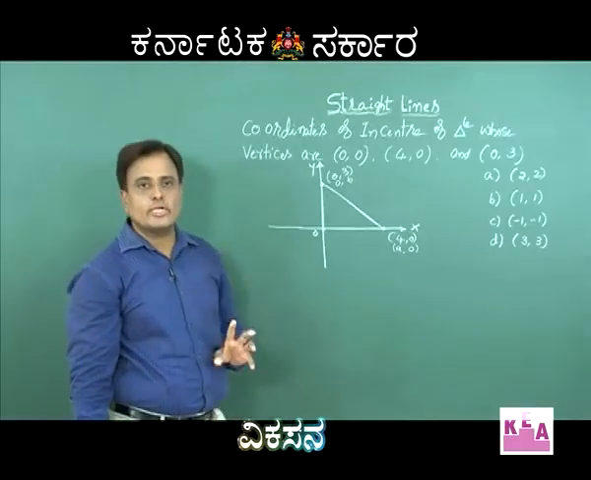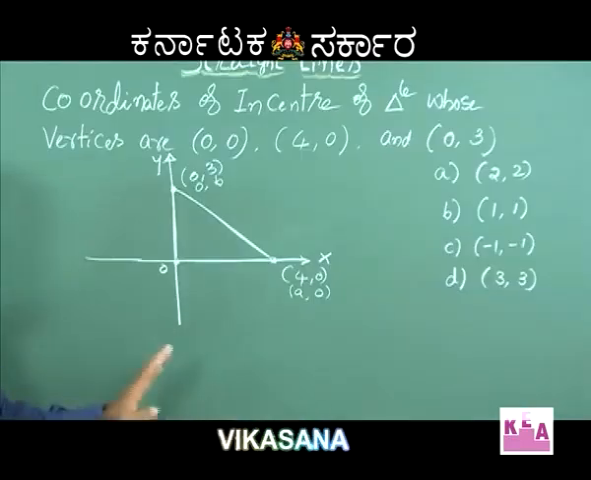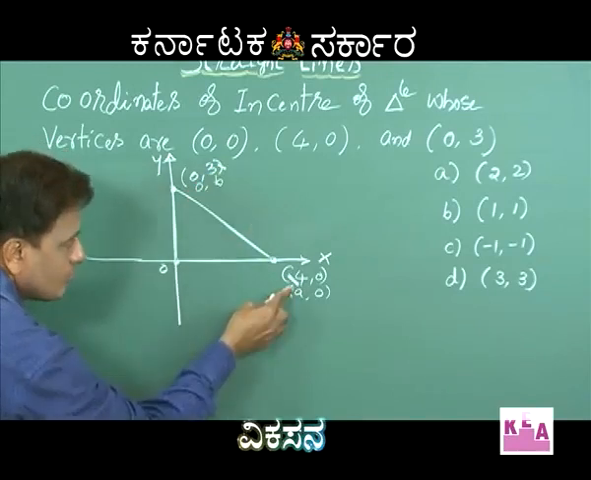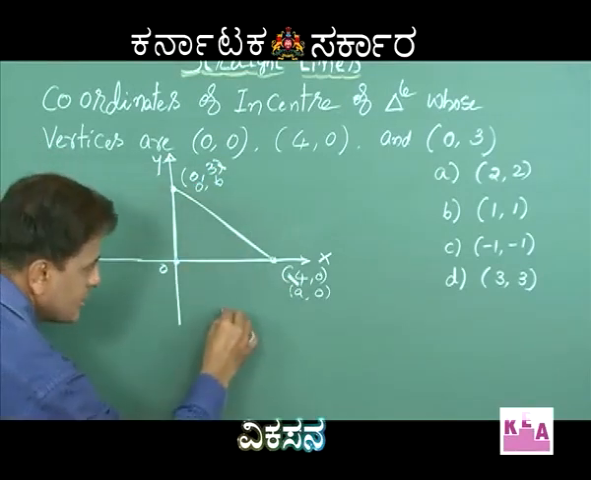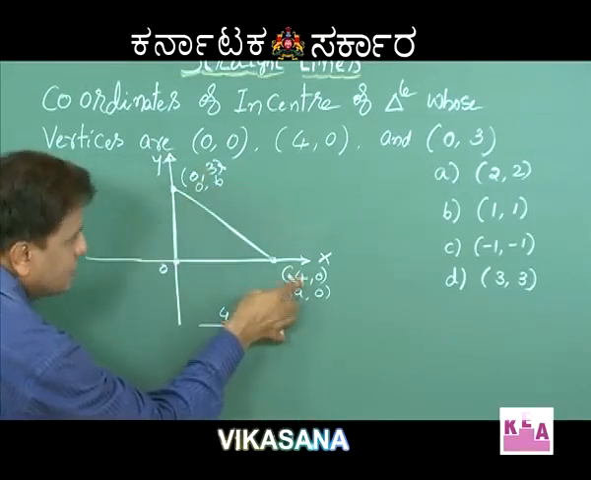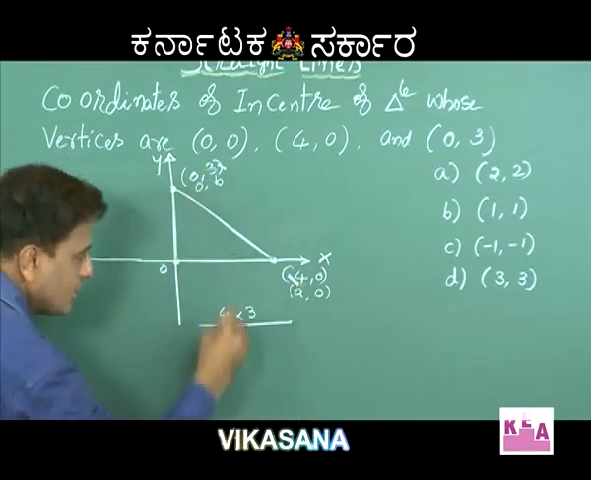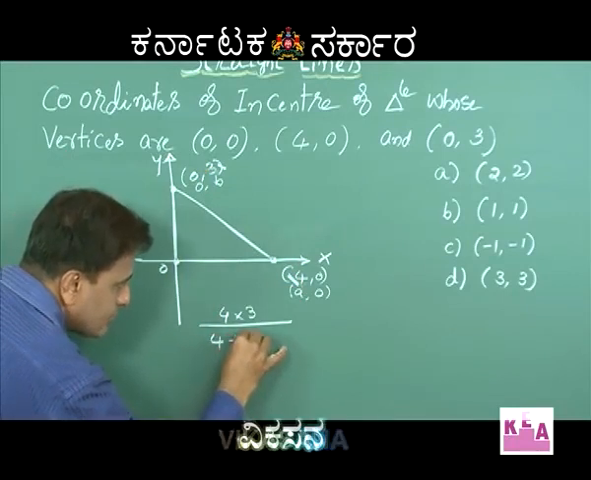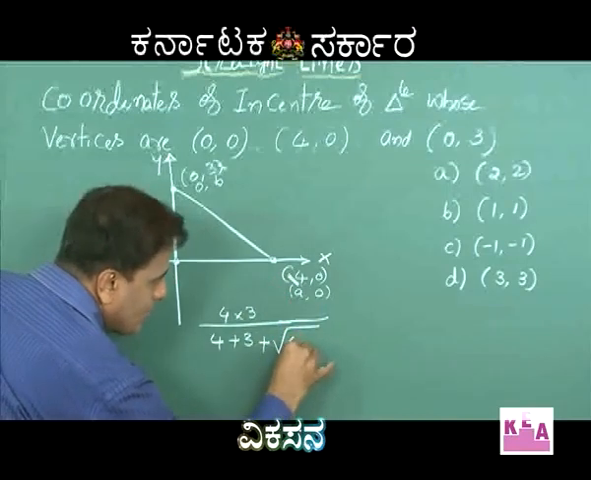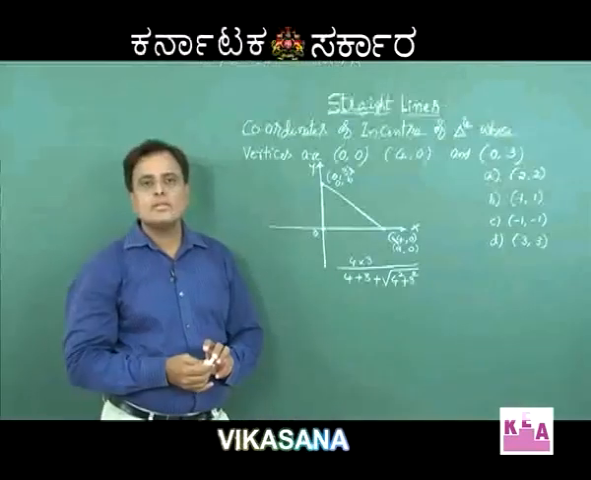So I'll tell you a small technique for you people. It's a very simple technique. What we are going to find out is the product of these x coordinates, 4 into 3, divided by the sum of a and b, that is 4 plus 3 plus the square root of 4 square plus 3 square.